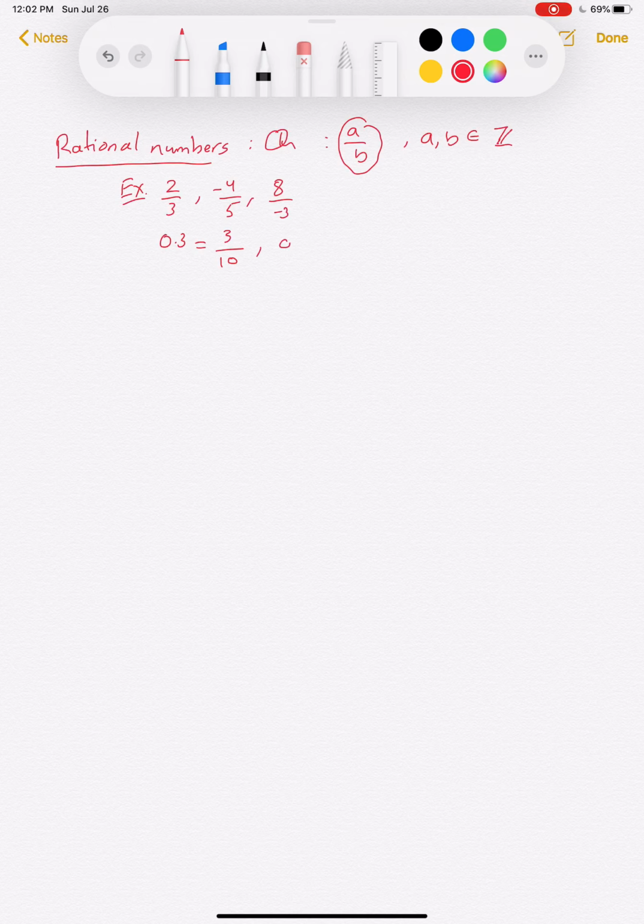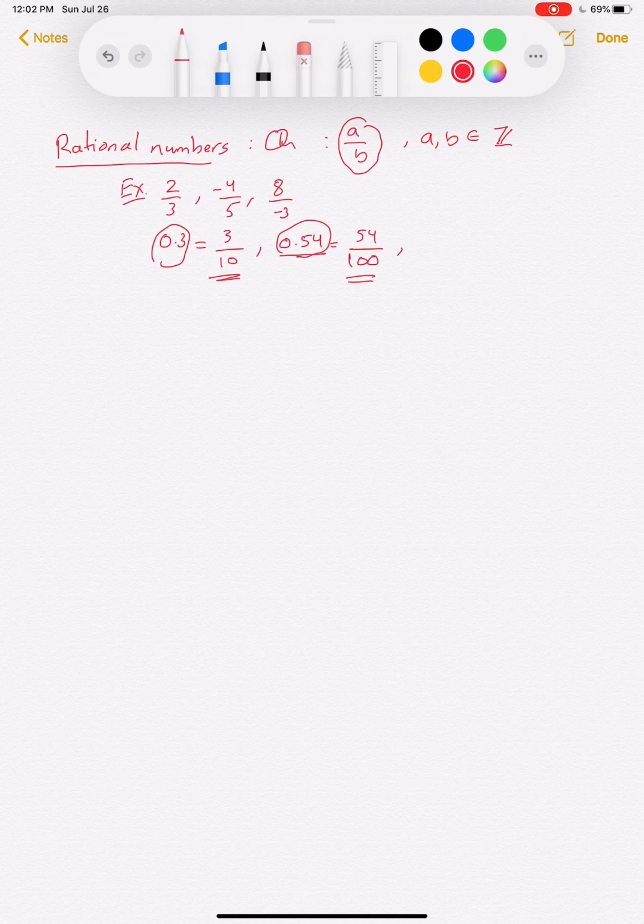What about 0.54? Now the question is, how many numbers here do we have? We have only 2 numbers. Don't consider the 0. So we have 54. And then how many numbers after the decimal point? We have 2 numbers. Put 0, 0, and then put 1. So 0.3, we were able to write it as 3 over 10. And 0.54, we were able to write it as 54 over 100. So 0.3 and 0.54 are considered to be rational numbers.